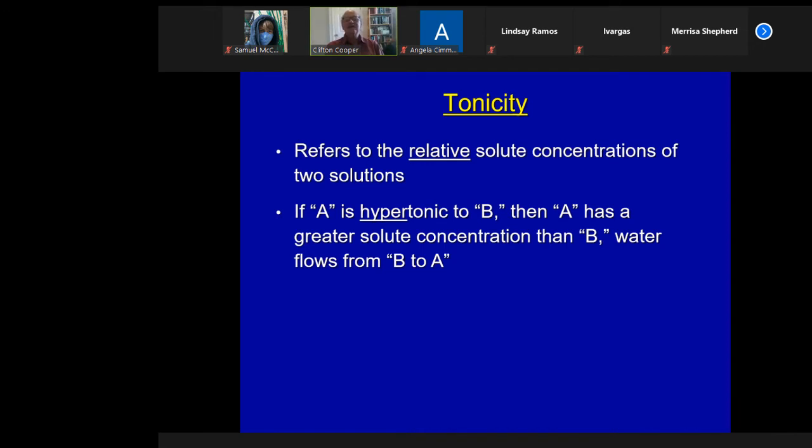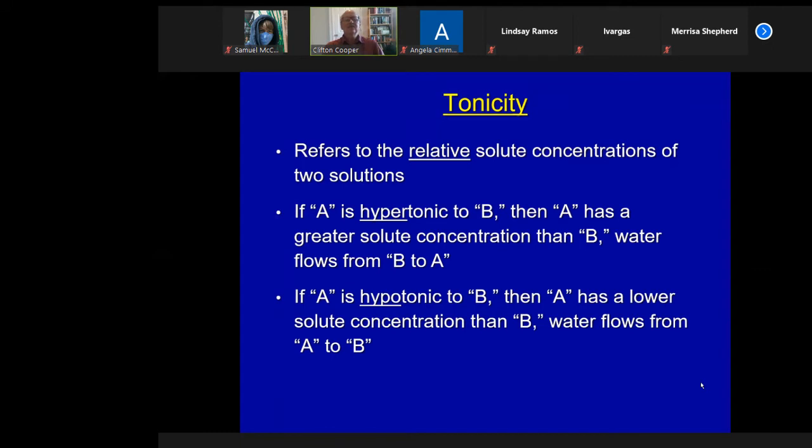Hyper. Think about that in terms of something that's elevated, such as high blood pressure. Well, if the A side is hypertonic, it has more solutes. And that means if these two are separated by a membrane, water flows into the side that is hypertonic, into the A side. So the side with more solutes sucked water away from the one with less solutes.